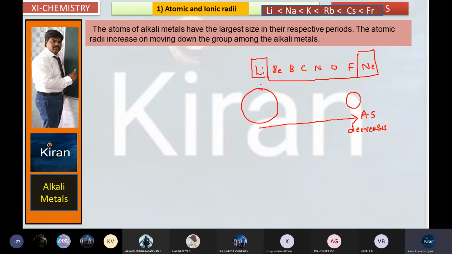So our topic is the 1A group. That's the reason I am mentioning one point here: the atoms of alkali metals have the largest size in their respective period. What is this respective period? Second period, lithium is the largest metal. And in the third period, sodium is the largest element.